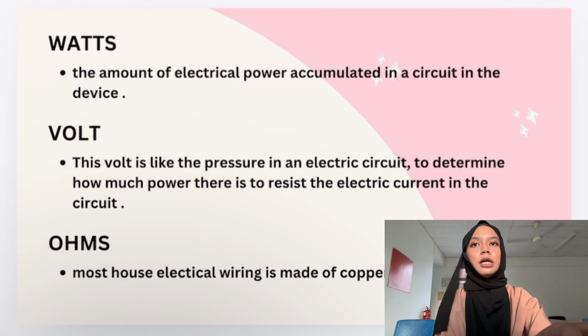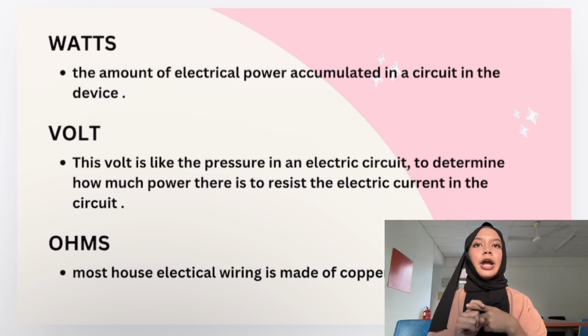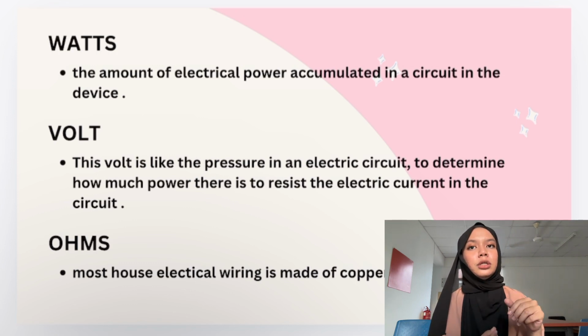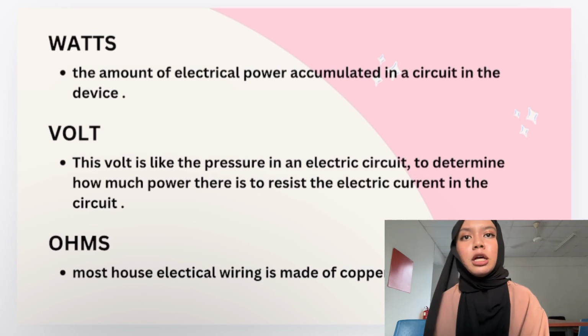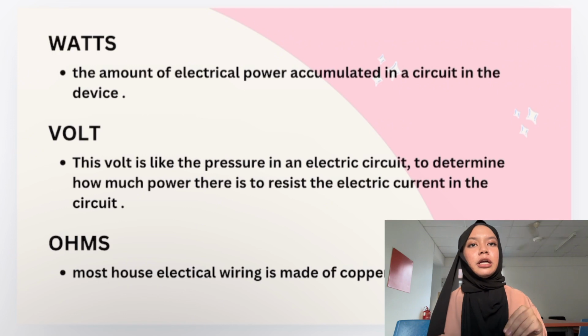So watt is the amount of electrical power accumulated in a circuit in the device. Volt is like the pressure in an electrical circuit, to determine how much power there is to reach the electric current in the circuit. So last, ohm: most house electrical wire is made of copper and aluminium.